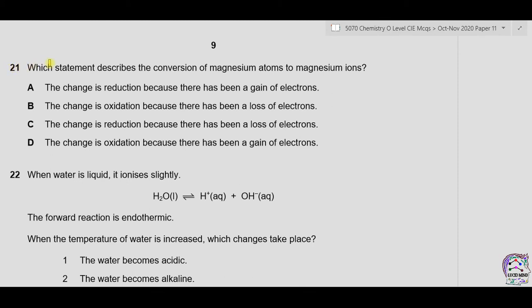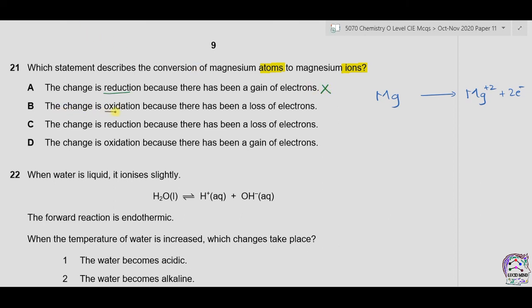Question 21. Which statement describes the conversion of magnesium atoms to magnesium ions? We can write the equation. Magnesium atoms lose electrons to form magnesium plus 2 ions. This is because magnesium is in second group of the periodic table and it loses 2 electrons to make positive ion. A. The change is reduction because there has been a gain of electrons. As magnesium is a metal and it loses electrons, therefore A is wrong.